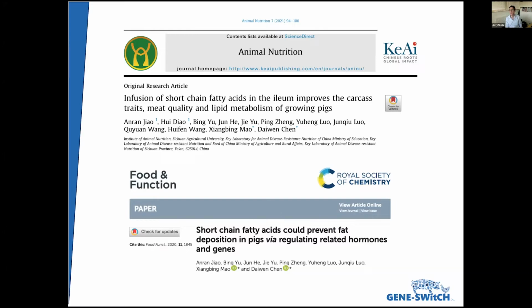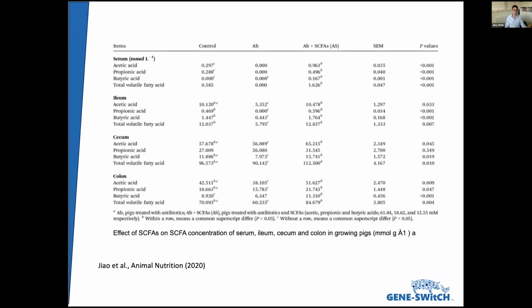For example, the infusion of short chain fatty acids in the ileum increased carcass traits like meat quality and lipid metabolism of growing pigs. And in a review, it was concluded that short chain fatty acids could prevent fat deposition via regulating hormones and genes in these animals. So there is a bit more information also in pigs, but currently it's relatively sparse at the functional level.